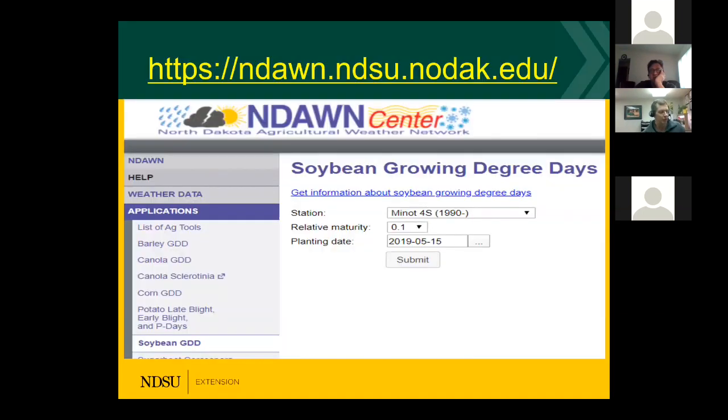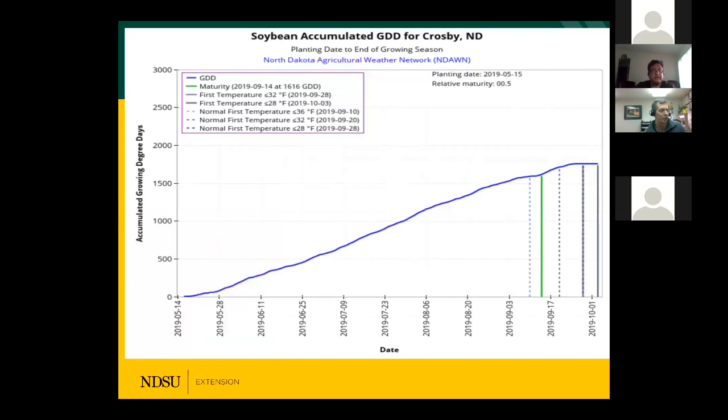We have another resource too to help track or estimate maturity of soybeans. And this is found on NDON. If you go to the applications section, all you need to do is select your location, the relative maturity or maturity group of your soybean, and then the planting date. And after you do that, it'll give you a nice little graph like this that estimates the time for maturity and then the long-term predictions on when first frost occurs, killing frost, etc. So it might be a useful tool for you during the growing season.